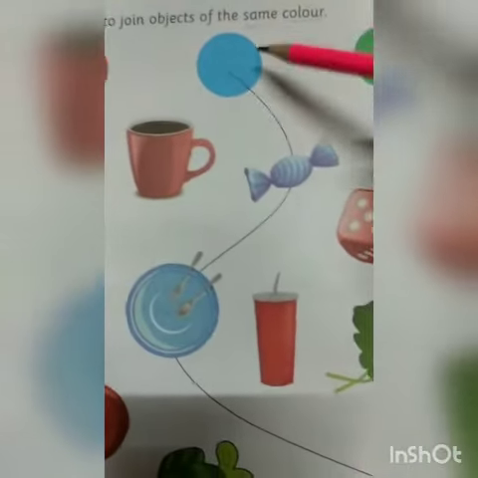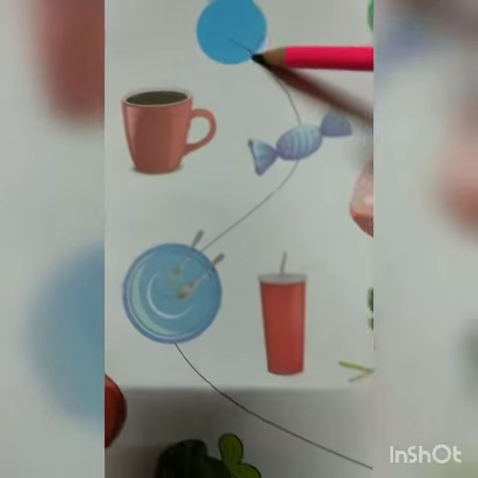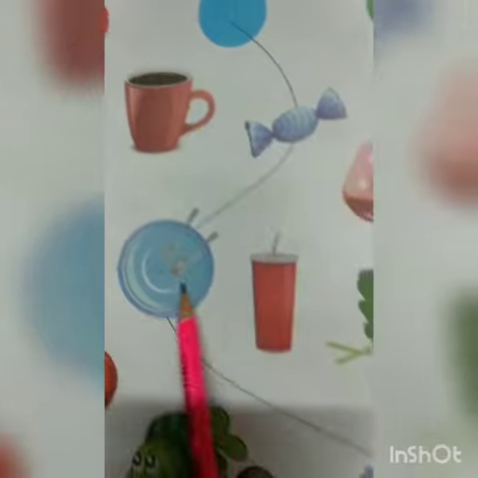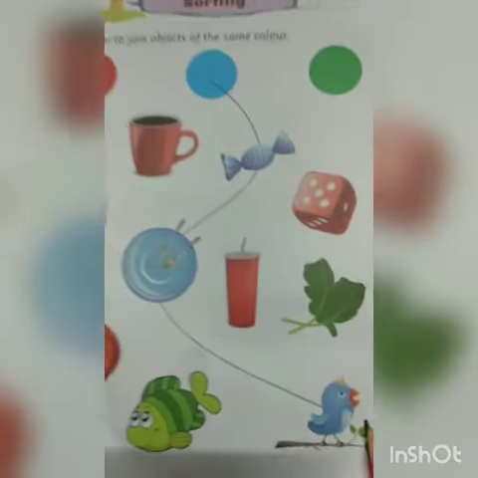One is already done for you. So you see blue, blue. You have to draw line with blue. And here is a blue plate. And here is a blue bird. Okay. Like this you have to do.